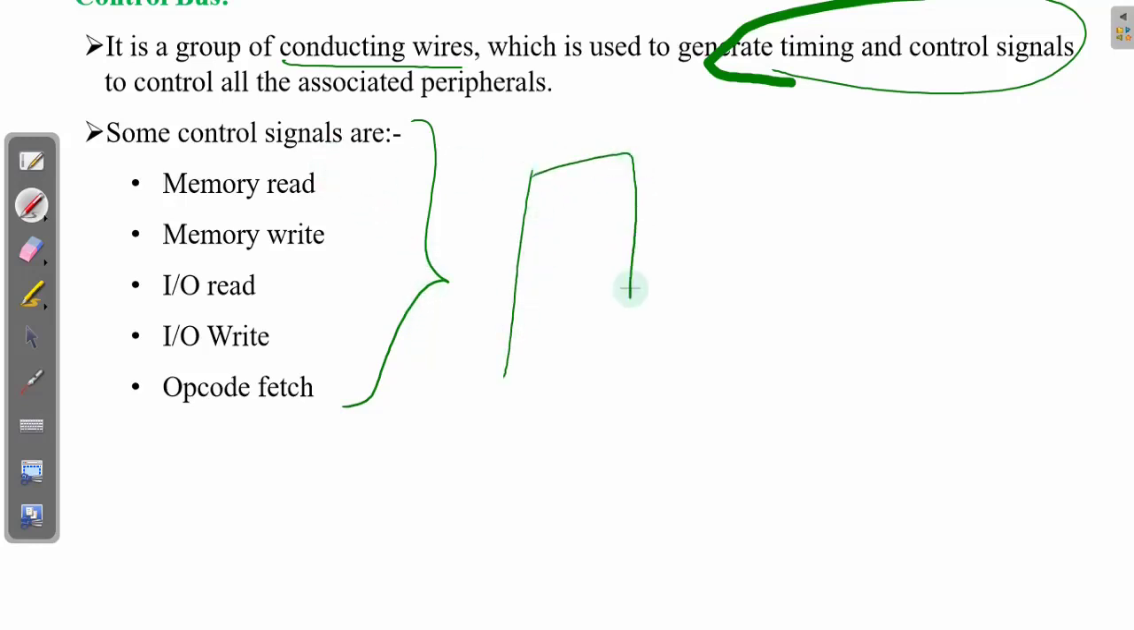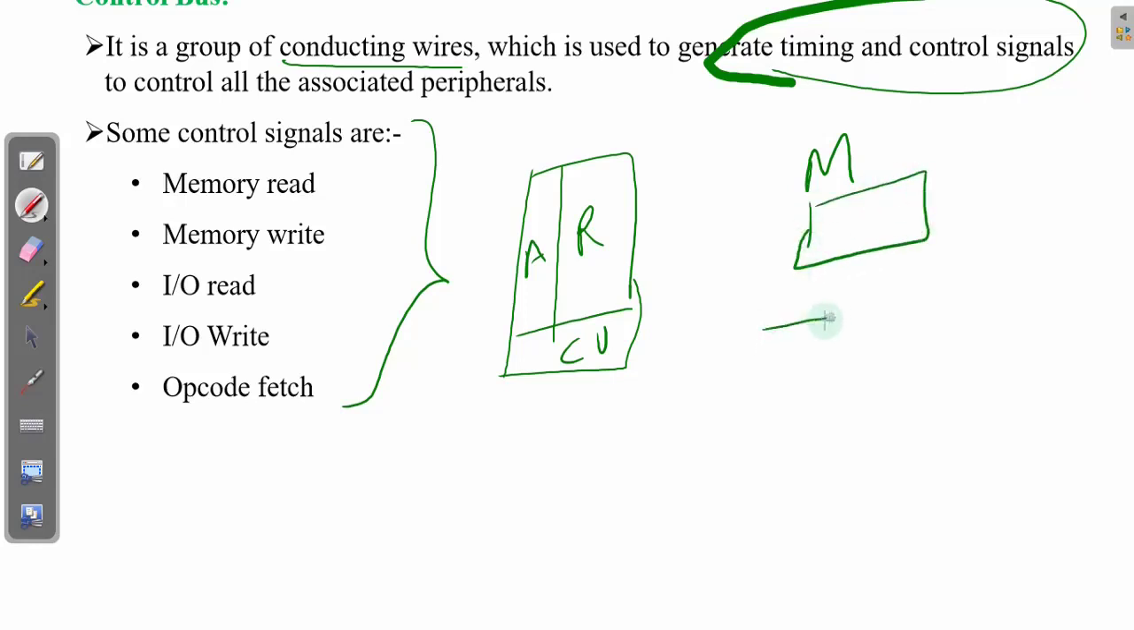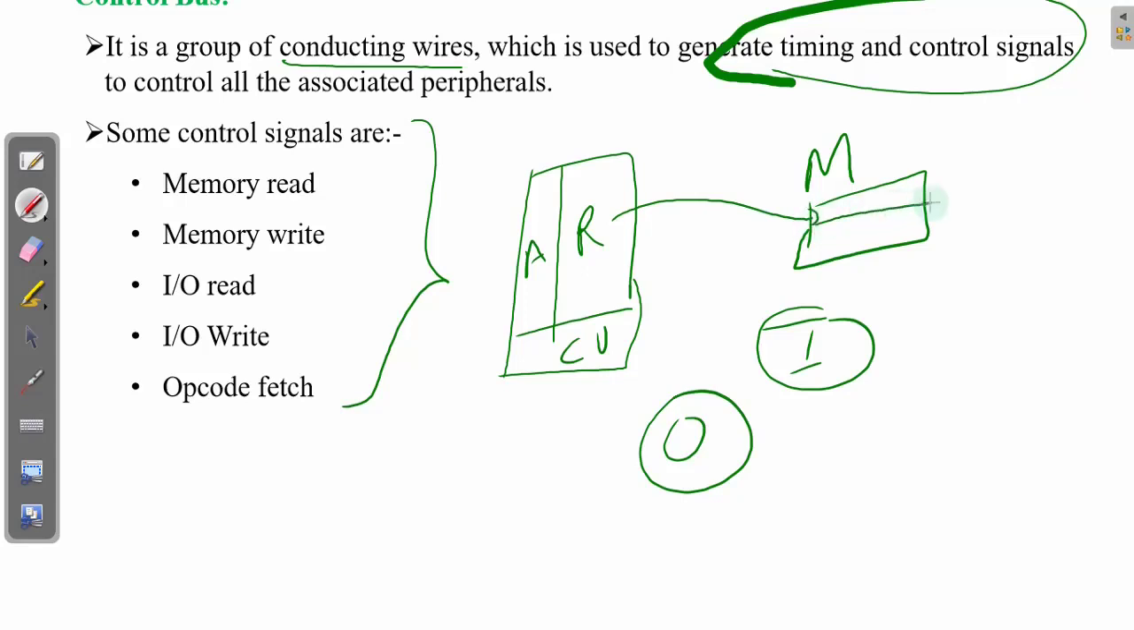I'll again draw the block diagram to make you understand. Just have a look. Suppose this is your microprocessor, and in this you have control unit, ALU and register, and suppose this is your memory. Suppose this is your input device and this is your output device. Now if the processor wants to get some information from memory, the control unit has to pass a signal that is called memory read signal.